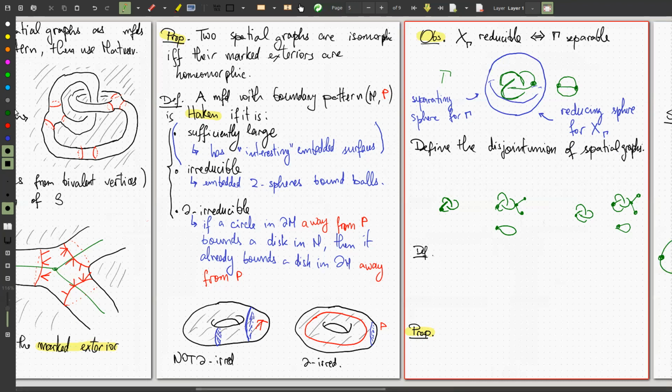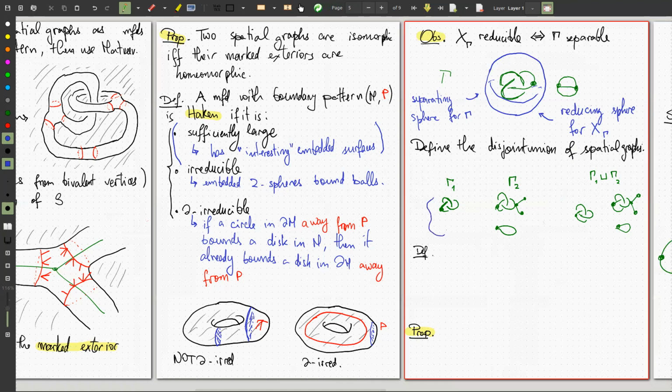And somehow it's almost silly to try and draw it, right? So here I have a graph that I call gamma 1. Here I have a graph that I call gamma 2, just something random that I put together. And the disjoint union is, well, you just put them side by side. So this collection here, this graph with these three pieces, is going to be the disjoint union. And how do you formalize this?